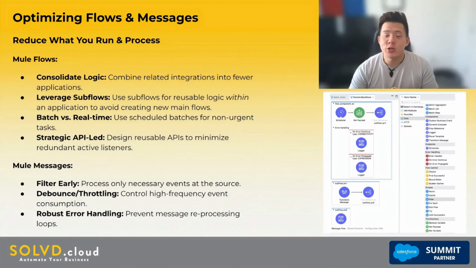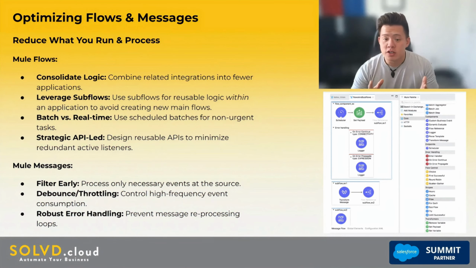Now let's dive into strategies to reduce your consumption for flows and messages. For mule flows, the goal is to reduce what you run. Consolidate logic. Instead of many small independent applications for closely related tasks, look for opportunities to combine them. Fewer distinct active applications can mean fewer concurrent flow instances.